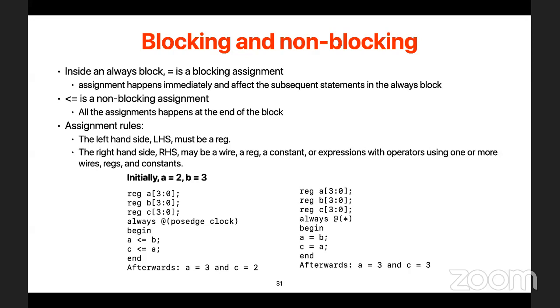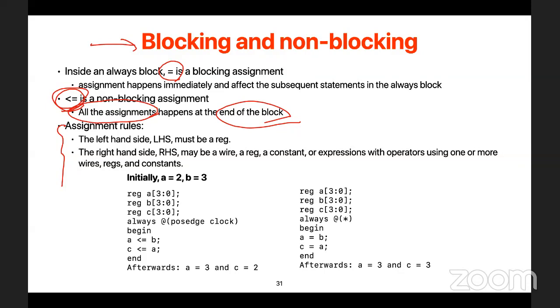Another thing, which is a very important and also very confusing concept in Verilog, is the non-blocking assignment and the blocking assignment. If you put your code in an always block and you use an equal sign, it gives you a blocking assignment. But if you use smaller than or equal, it's a non-blocking assignment. What's the difference? For blocking assignment, the line must finish before you can execute the next assignment. For non-blocking, all the assignments happen at the end of the block, all at the same time. And there are some rules here.